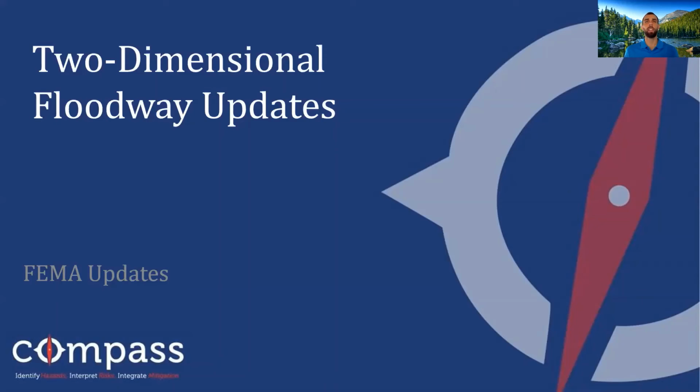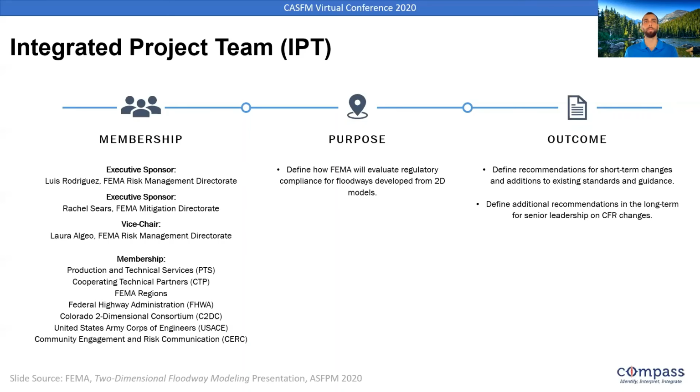Thanks, Scott. With the last few minutes remaining, I'd like to talk about some of the updates from a FEMA side related to 2D floodways. As Scott mentioned, FEMA created an integrated project team, or IPT, to tackle some of the issues surrounding 2D floodways. The IPT had a wide range of membership, including several FEMA contractors, a number of FEMA regions, the Federal Highway Administration, Army Corps of Engineers, and CERT, as well as a number of individuals from the C2DC, which you've heard about over the last couple presentations.